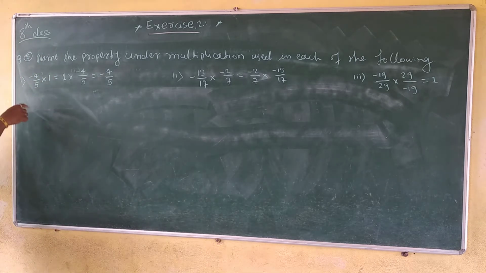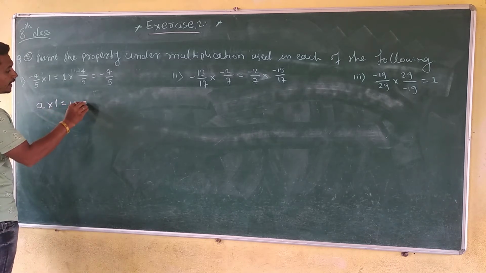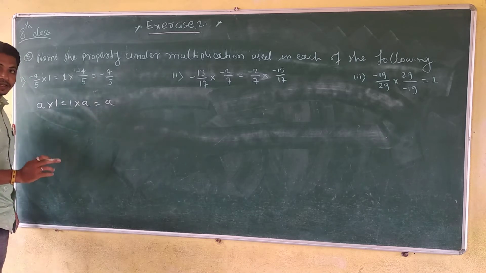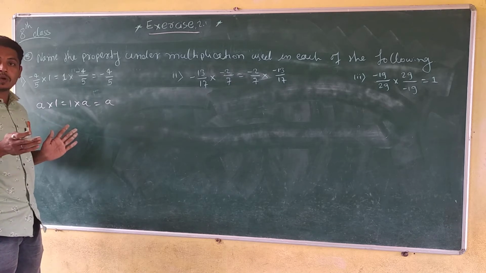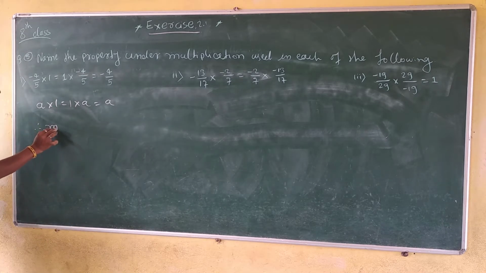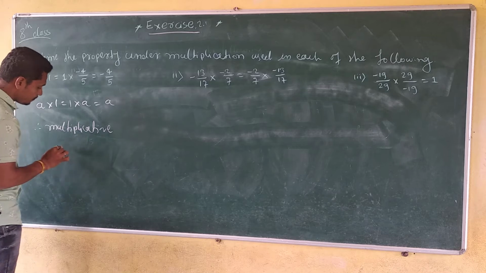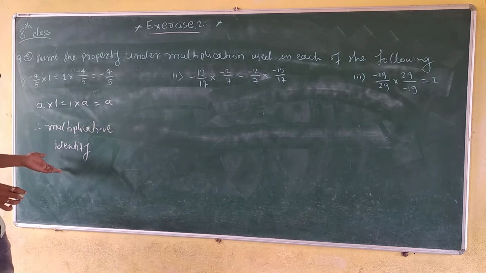The first one: take minus 4 divided by 5 as a. a into 1 is equal to a, and 1 into a is equal to a, which means the term a is repeated. Which property is it? It is the multiplicative identity.